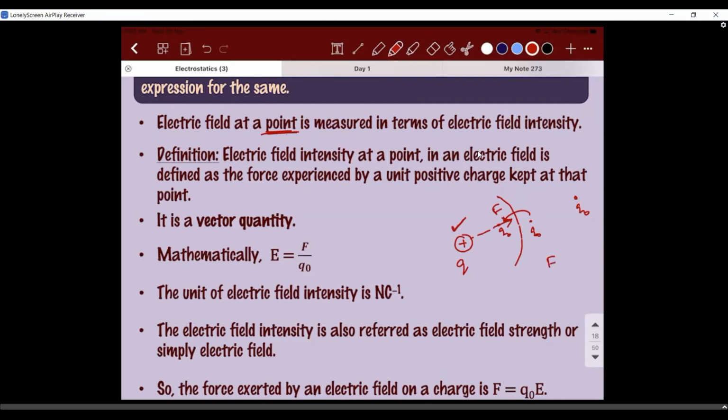If I'm able to calculate this force per unit magnitude of whatever test charge that I'm using here, then I can give a name to this value called as E, which is the symbol for electric field intensity. And this is what is called as electric field intensity. Are you able to understand? It's not a derivation, it's basically a definition. That's it. So that is why it is given something like this. Mathematically, E is equal to F divided by Q naught. Q naught is the magnitude of test charge.